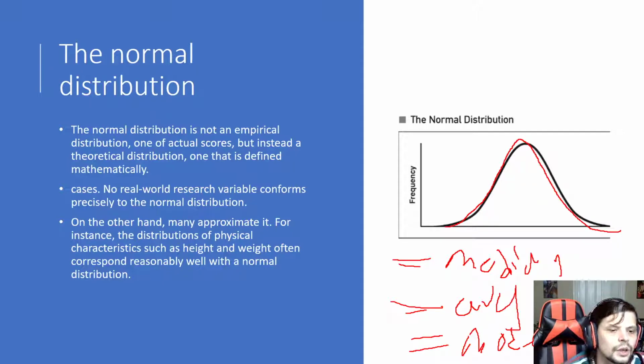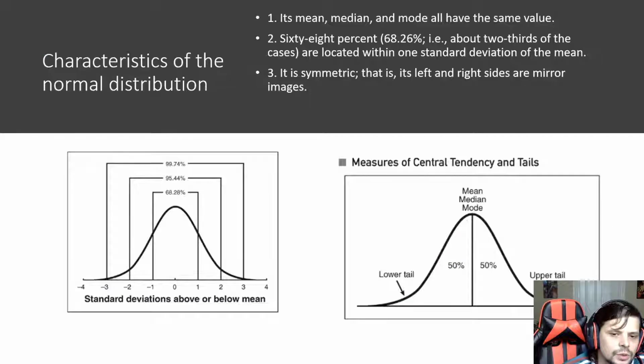When you get all three of these things equal, it produces this little distribution right here. It's not really an empirical thing, although you will get close to it with things like height, weight, and when you sample enough people. But let's go further. Then you have what you call standard deviations and the normal curve. Again, the normal curve's mean, median, and mode all have the same value. 68%, or about 2/3 of the cases, are located within one standard deviation of the mean. It is symmetric. That is, left and right side are mirror images.